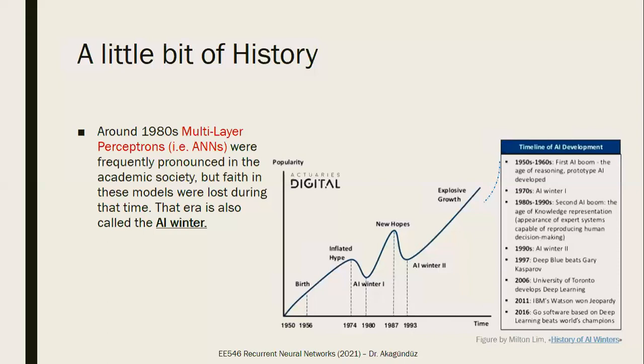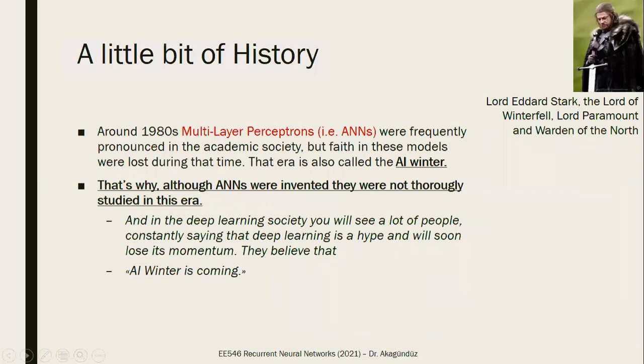So it is funny that some people in the literature think that the AI winter will come. They're always saying the AI winter is coming. I call them the Starks of the deep learning era. And I know a couple of guys, important guys, some professors, some guy from Italy, for example, they are always writing about this. The next AI winter is coming.